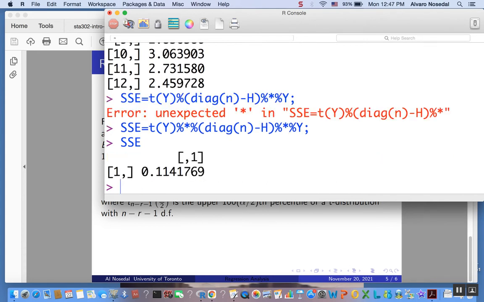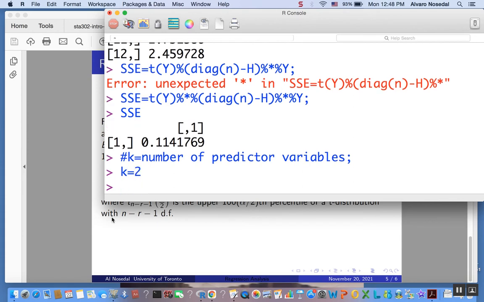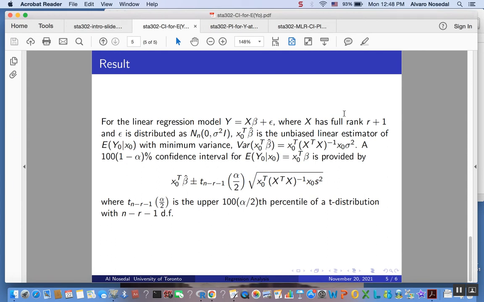So next, let's find the mean square error, meaning the estimator of our variance, sigma squared. Remember that in this case, K represents the number of predictor variables, and K is 2. In our lecture notes, we also used R instead of K, as in the number of regressors.